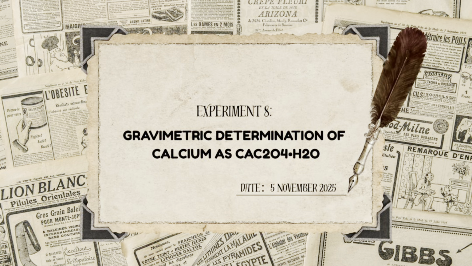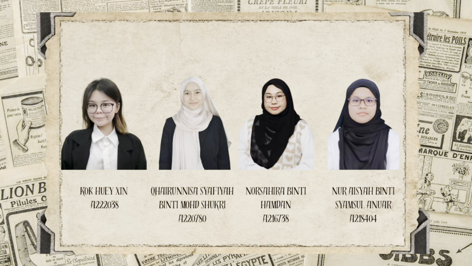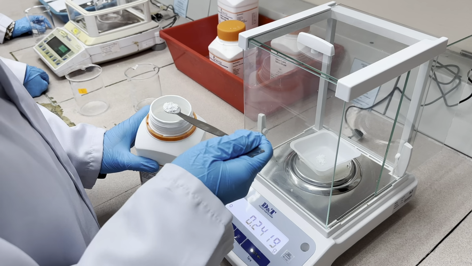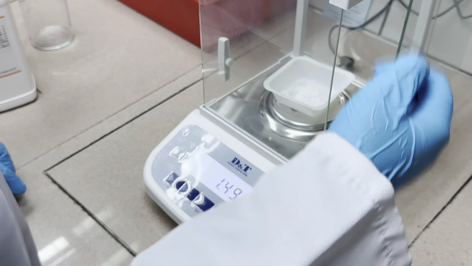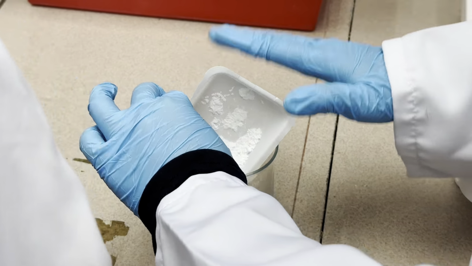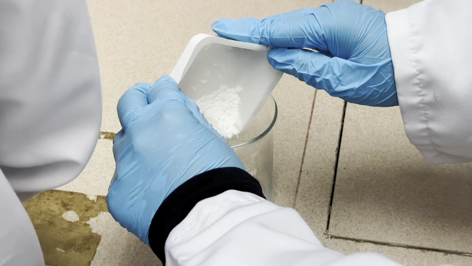Experiment 8. Gravimetric determination of calcium as CaC2O4·H2O. For the first step, weigh around 1.2 to 1.5 gram of dried solid unknown.